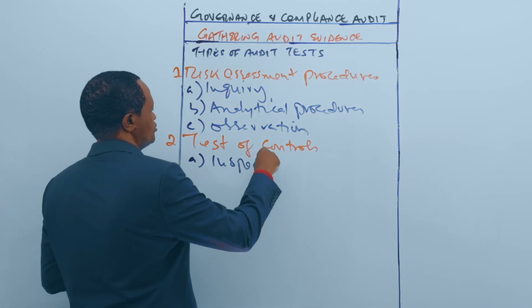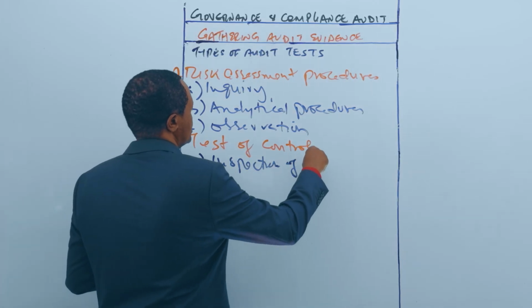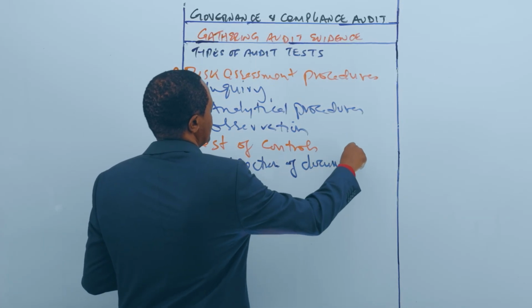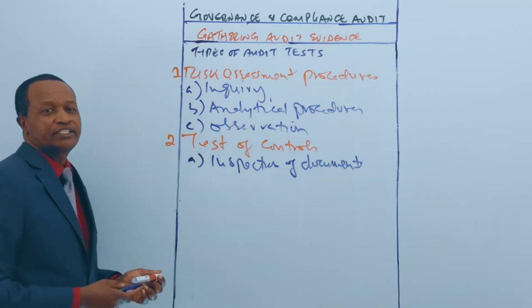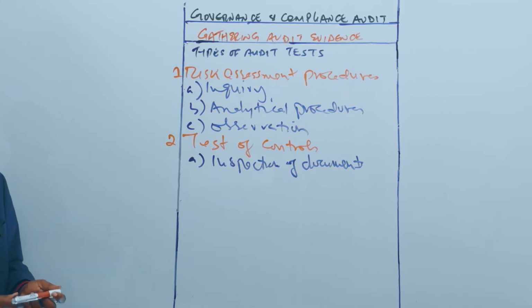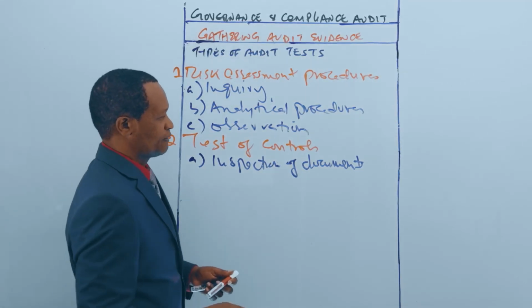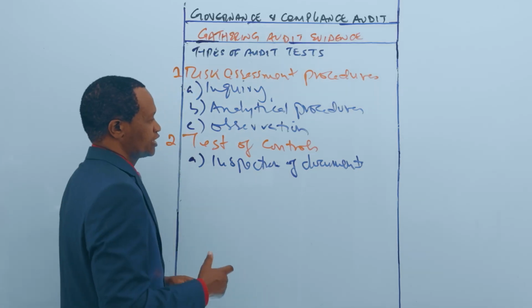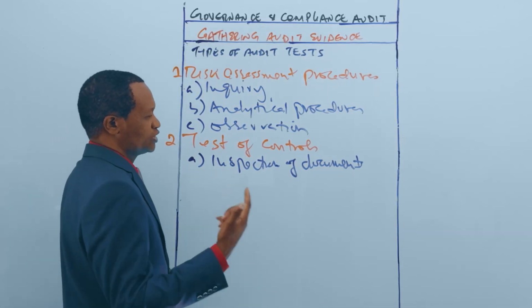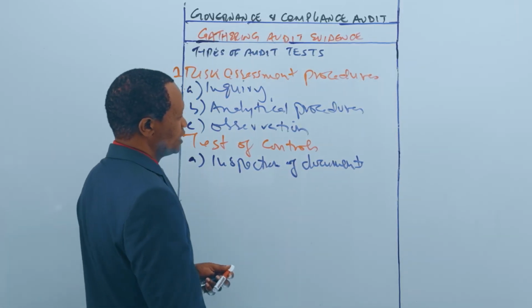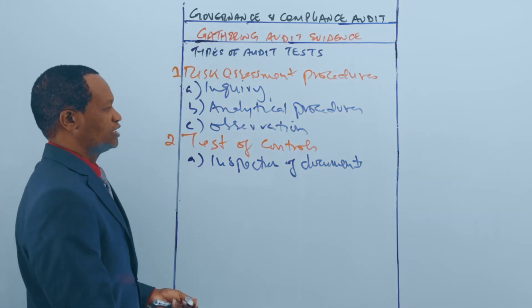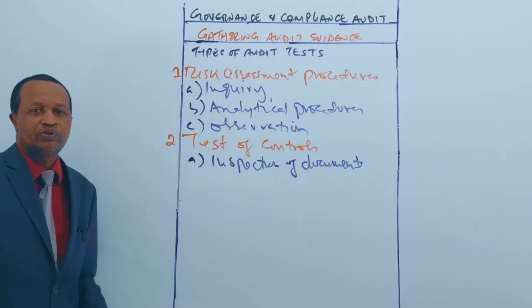Inspection of documents. You can test controls by inspecting documents, examining a sample, for example, of vouchers to see if the 2 required signatures are present. Look at the documents. If there is a control that there ought to be 2 signatures when payment of over 1 million is made, inspect the documents and see if that rule is enforced.